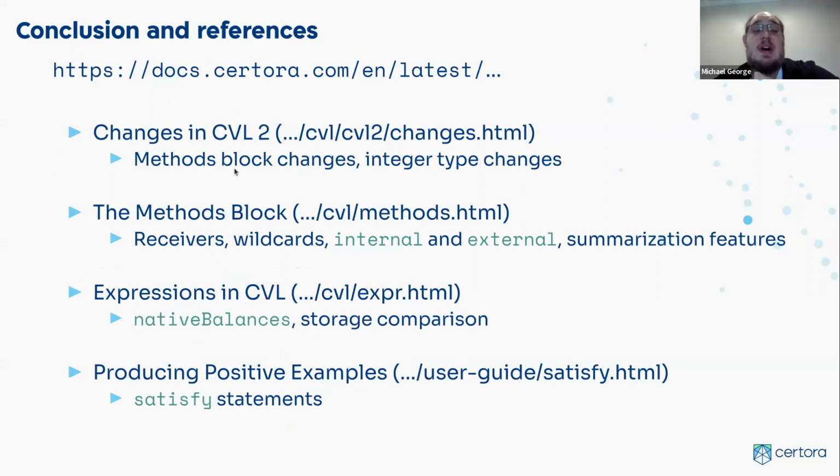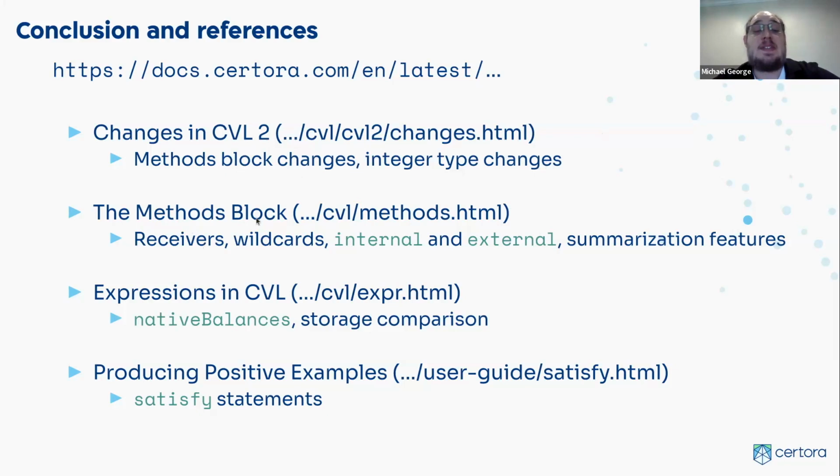We talked about the new changes to the methods block. You need internal and external, you need function and semicolon. You need to include location specifiers for reference types. There are a bunch of changes with CVL2. These are all described in detail in the CVL2 changes document. I would encourage you to read through that. It really goes through all of the things that changed in CVL2 in some detail. The integer type changes are also in there that I just talked about.